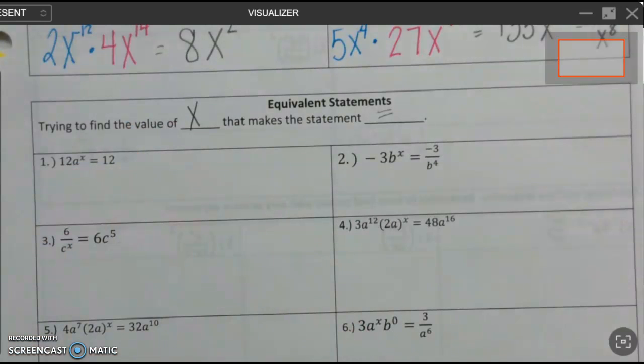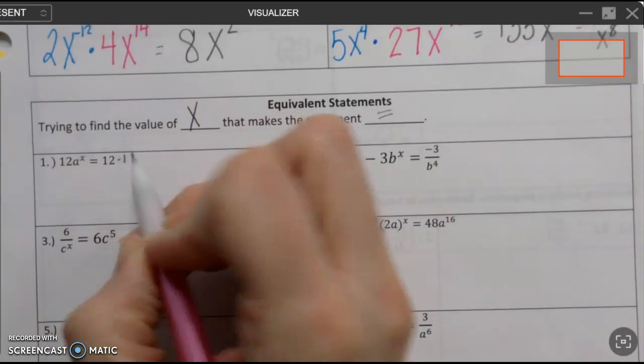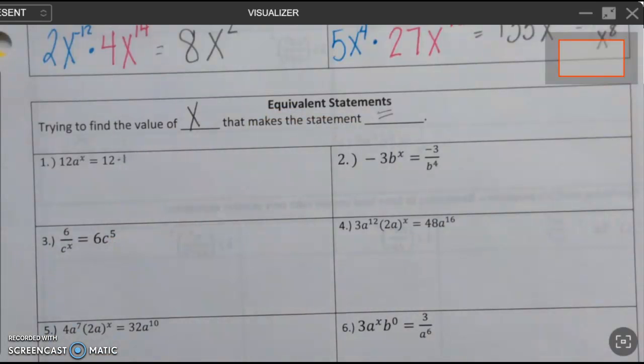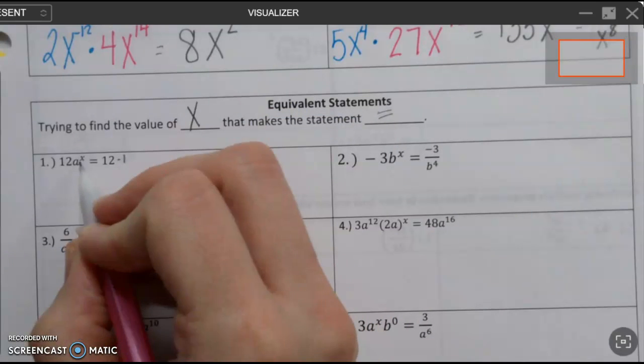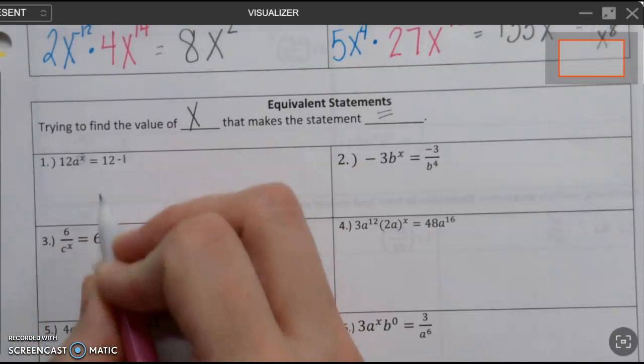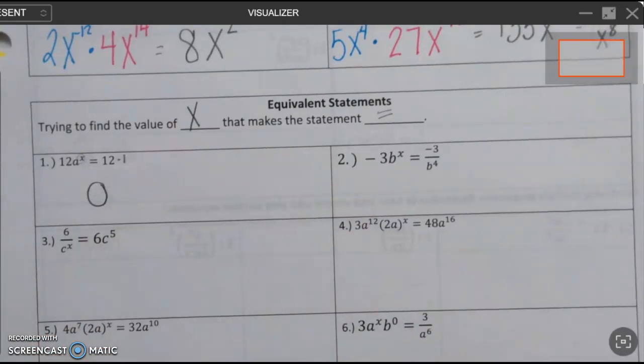So what exponent would make a variable just disappear? And the answer is anything to the 0 power. Anything to the 0 power will be gone. We kind of cross it out. We don't even think about it because it just makes that a 1. So 12 times 1 is still 12, so it didn't change the answer. So my x value here would be 0. The value of x is 0.